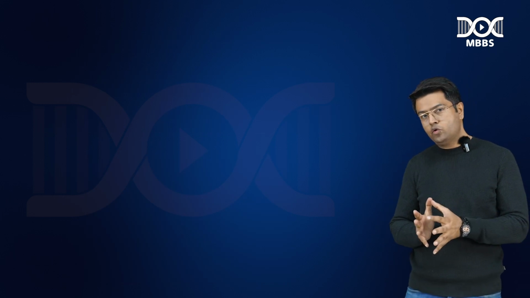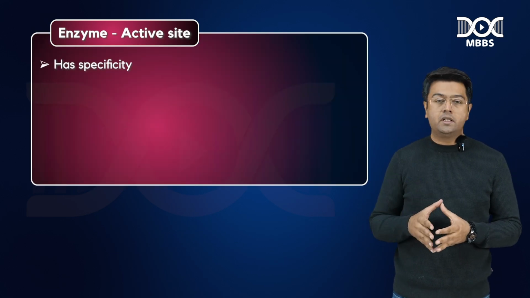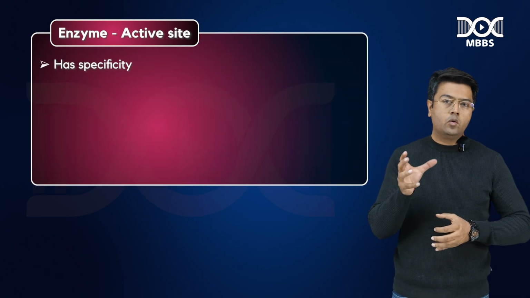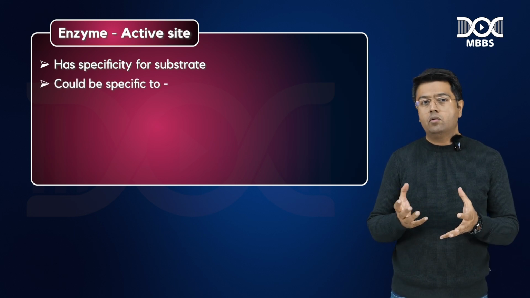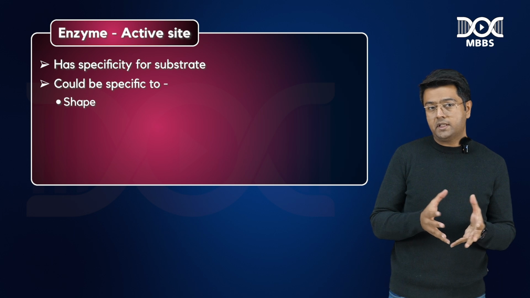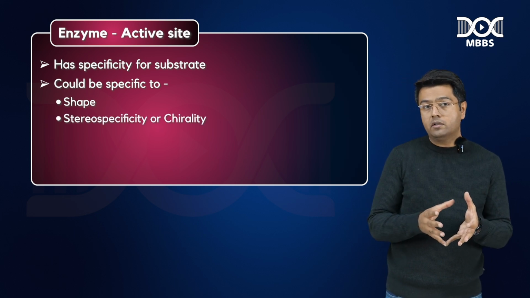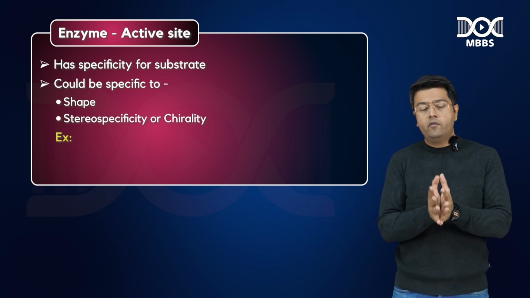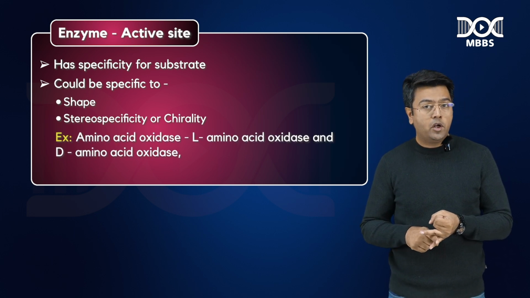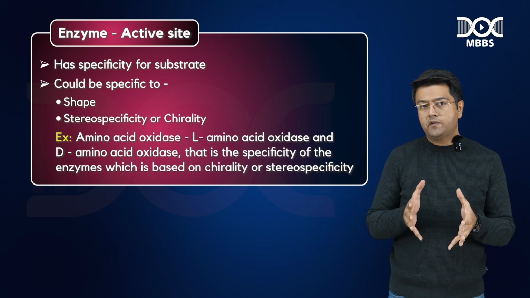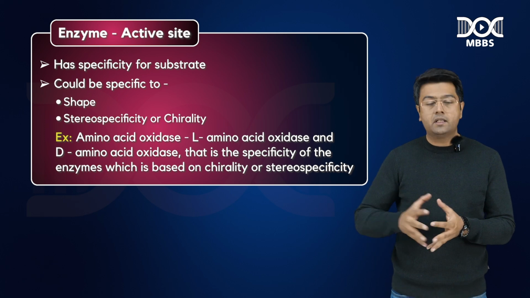Fine. Now let's move to our next point. Guys, the active site may have specificity for a particular substrate, especially in terms of shape, let's say. So that can be shape specificity. They can have a specificity based on stereospecificity or chirality. For example, we have L amino acid oxidase and D amino acid oxidase. So that is a specificity of the enzymes which is based on chirality or stereospecificity, right?